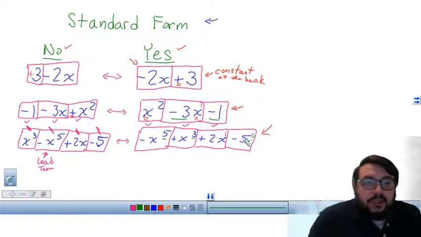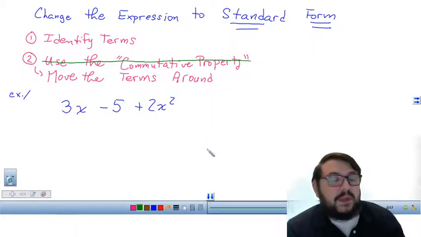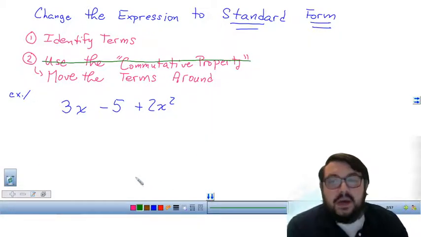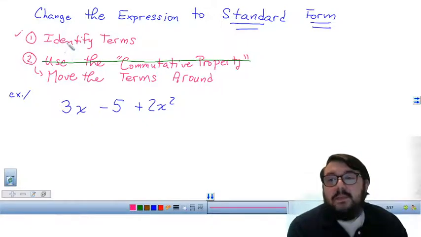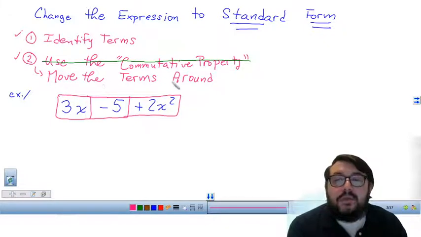All right, so let's move along to some examples. Let's try and do this. If you wish, you can pause the video here and attempt it yourself. Step 1, always identify your terms. That is the heart of algebra. Okay, step 2, we're going to move the terms around.